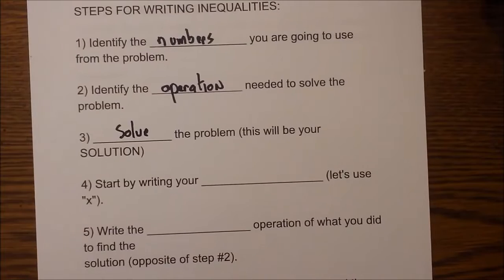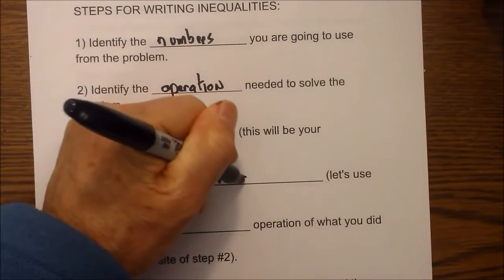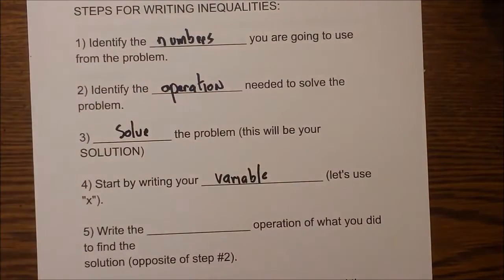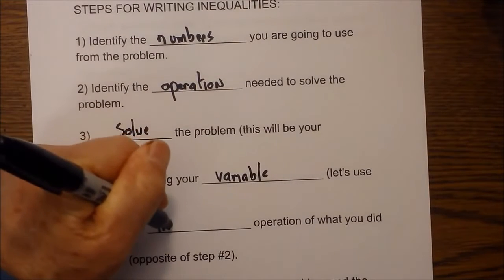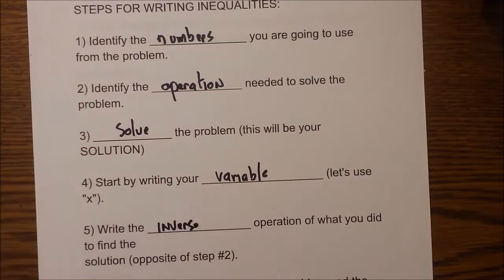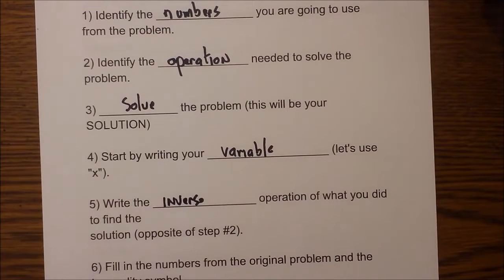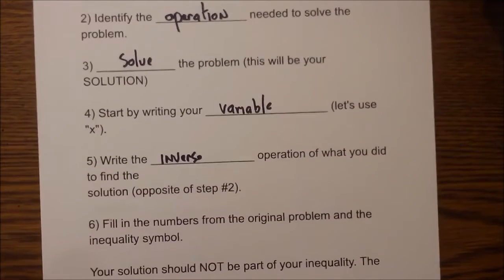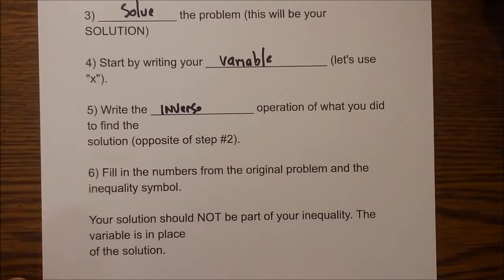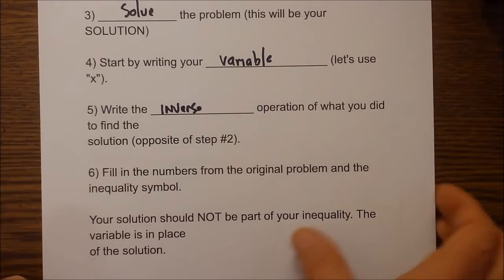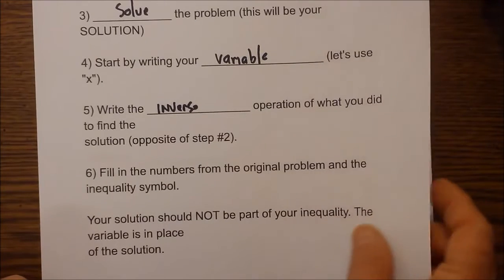And then you'll start by writing a variable, okay? And then you'll write the inverse operation of what you did, okay, to find the solution. Then you'll fill in the numbers from the original problem and the inequality symbol, okay? And so let's go ahead and work through a couple examples. And finally, your solution should not be part of the inequality. The variable is in place of the solution. So let's work these steps and solve a problem, okay?